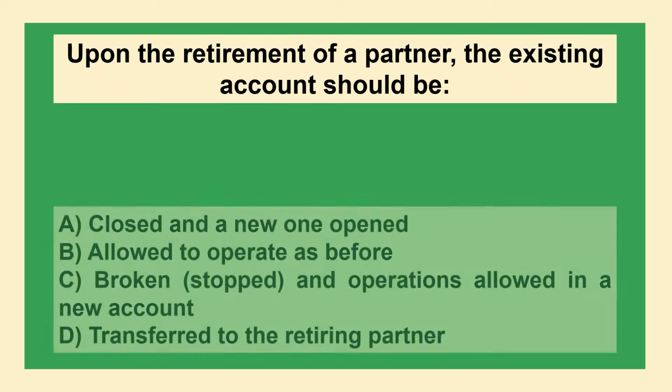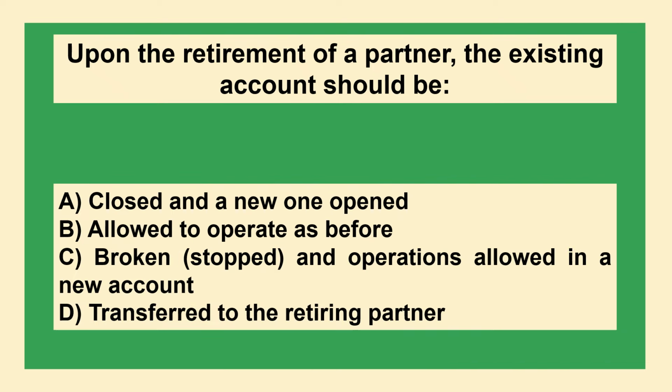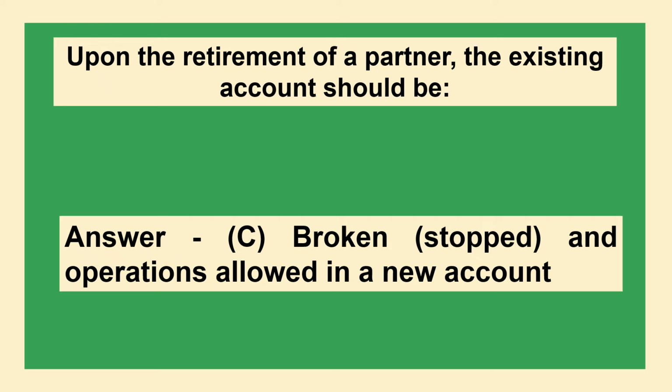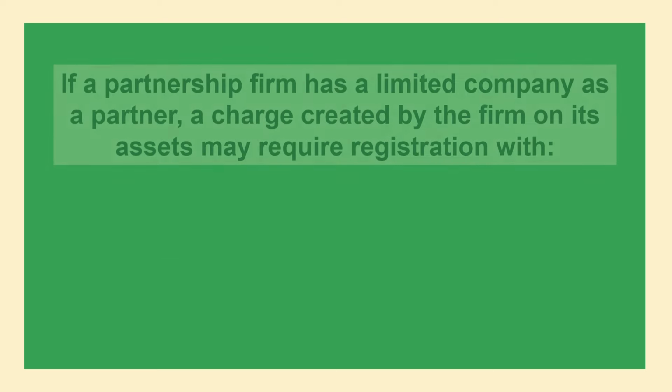The next question is upon the retirement of a partner, the existing account should be option A closed and a new one opened, option B allowed to operate as before, option C broken, stopped, and operations allowed in a new account, option D transferred to a retiring partner. The correct answer is option C broken, stopped, and operations allowed in a new account.